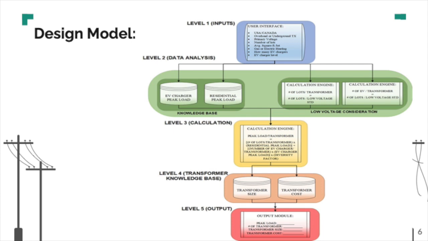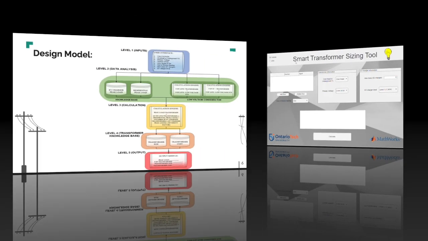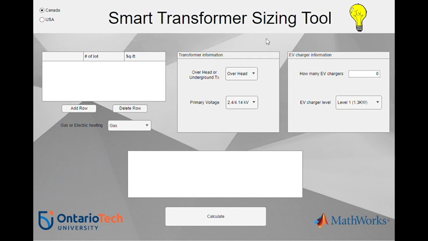And finally, Level 5 being the output stage, which displays the peak load per transformer, number of transformers, optimal transformer size, and cost. This is the final product of our Smart Transformer Sizing Tool graphical user interface.